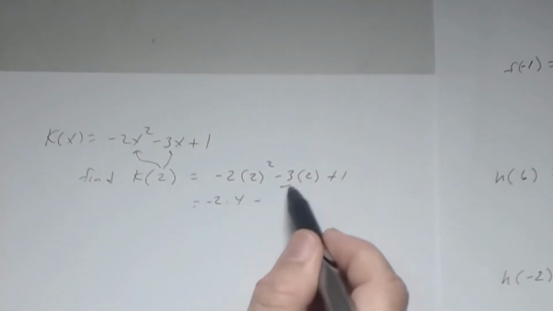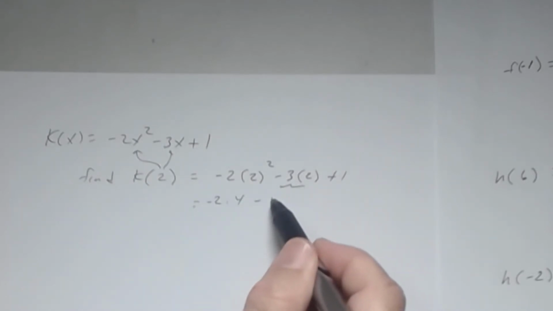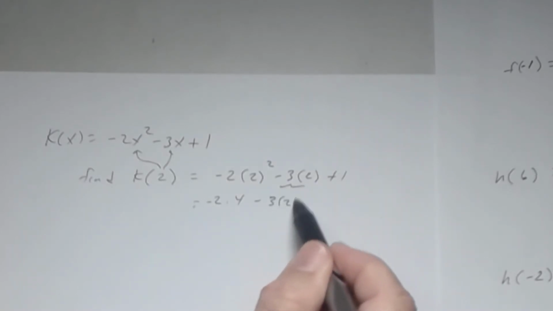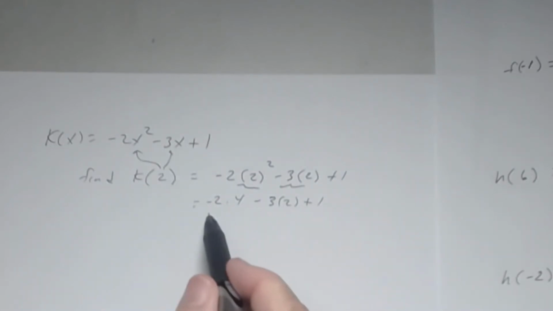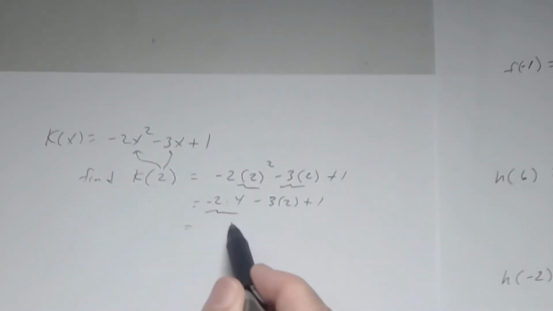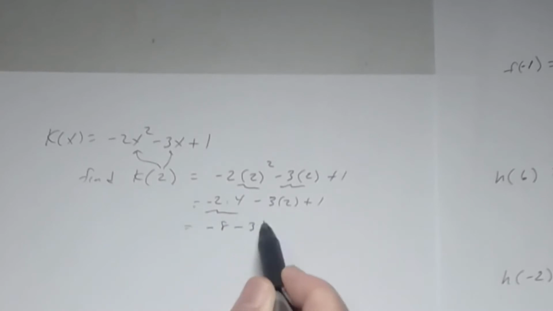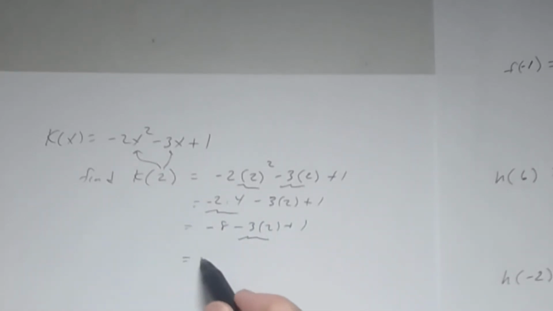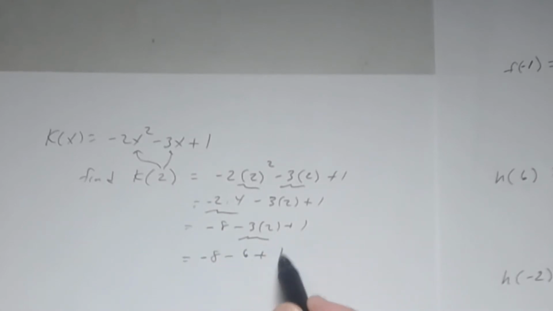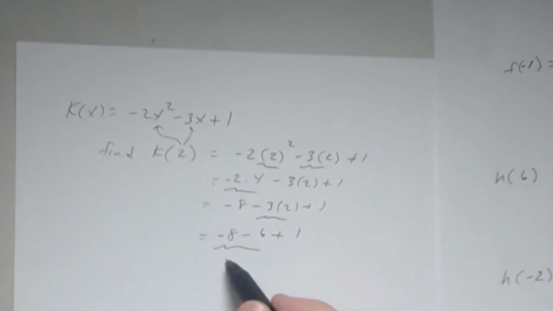So all you did was the exponent first. Now we're going to do multiplication from left to right. Negative 2 times 4 is negative 8. Then write everything else over. Negative 3 times 2 is multiplication, which is negative 6. So negative 8 minus 6 plus 1. Then we do subtraction and addition from left to right. What's negative 8 minus 6? That's going to be negative 14, plus 1 is going to be negative 13.